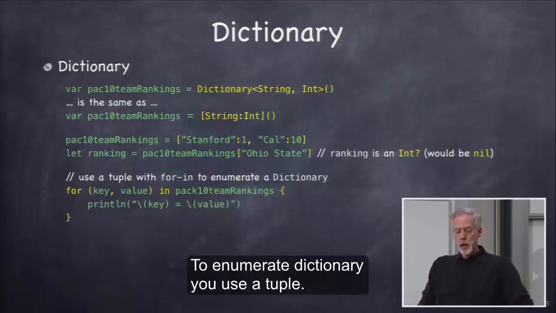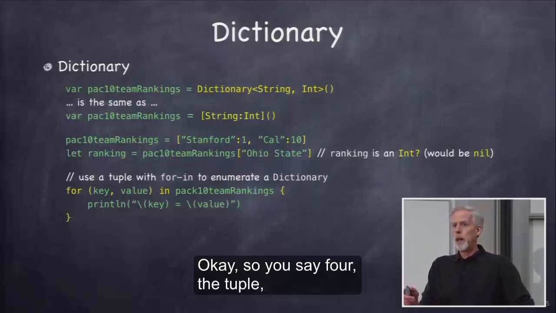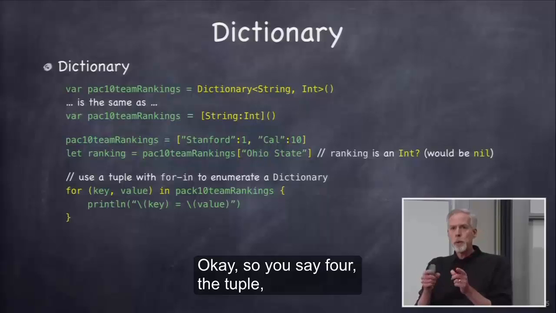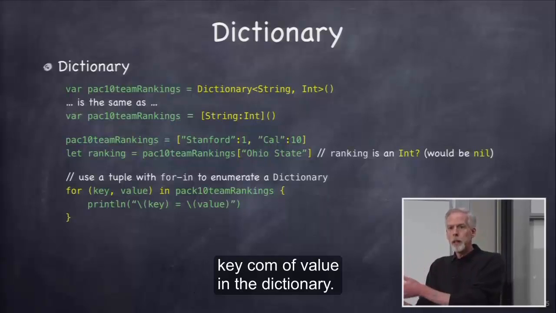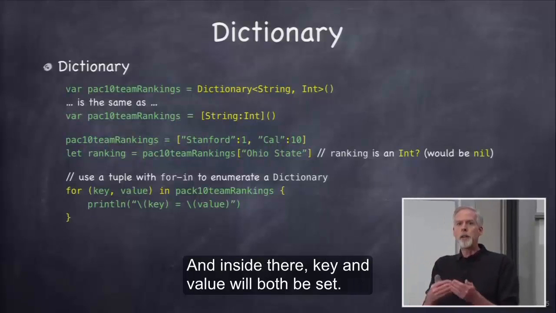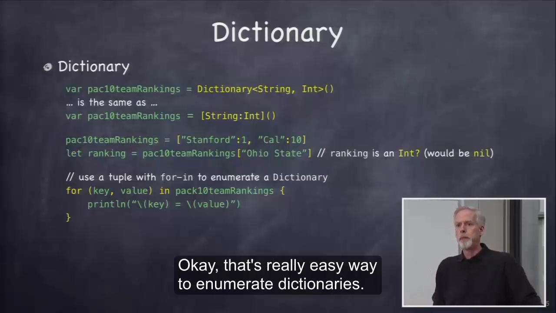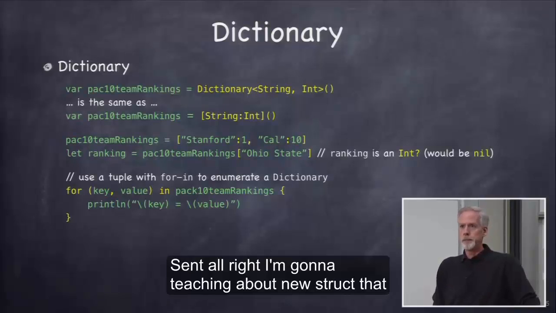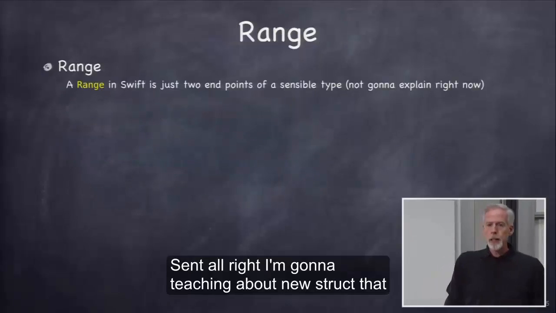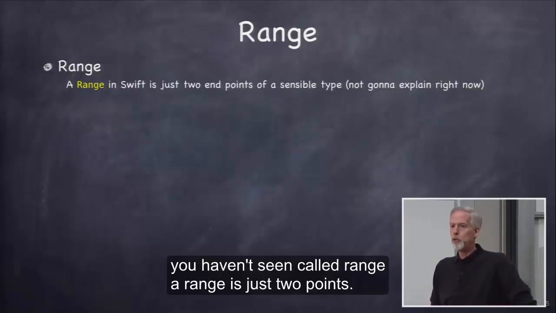To enumerate a dictionary, you use a tuple. You say for the tuple key, value in the dictionary, and then inside there, key and value will both be set. So that's a really easy way to enumerate dictionaries. Make sense? All right, I'm going to teach you about a new struct that you haven't seen called range.